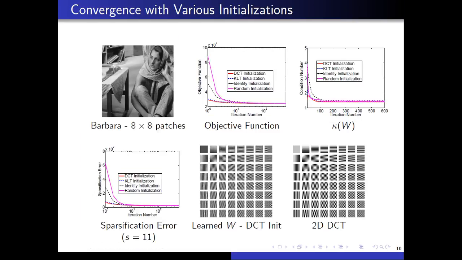Okay, so here's what we did. We took the image of Barbara, we extracted the patches from it, and those are our training set. We'll learn on all the patches. We're looking for a transform which will sparsify the patches. So here's the objective function, which I showed you before. From different initial points, different initial values, we converge. So it doesn't matter really how we initialize. In each case, you converge to the same cost. And the condition number converges. We get a good condition number between 1 and 2 here.